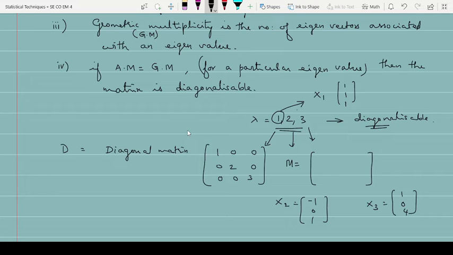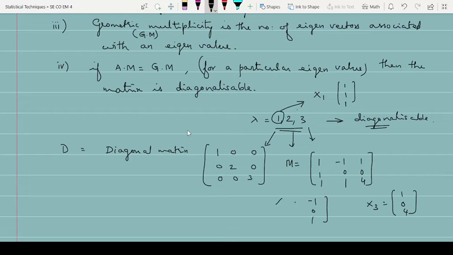Then what to do to get this M? What you have to do is just pick these vectors and put them here. Take those vectors and write them as column vectors: 1, 1, 1, then minus 1, 0, 1, and 1, 0, 4. Then this will be the transforming matrix. So this is the easiest way to do. If the eigenvalues are distinct, then it is diagonalizable. The diagonal matrix is given by writing the eigenvalues as the diagonal elements, and the transforming matrix M is given by arranging these vectors in columns.